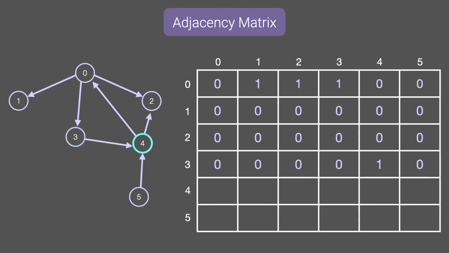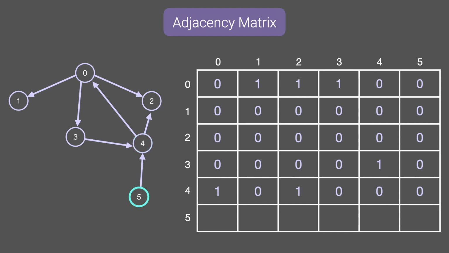Cool, so I hope that went well. Moving on to vertex 4, there's an outgoing edge to vertex 0, so we'll place a 1 there. And there is no outgoing edge to vertex 1, so we'll simply add a 0. Moving on, there is an outgoing edge to vertex 2, so we'll add in a 1. Now we can fill zeros for the rest of this row because we have no outgoing edges from vertex 4.